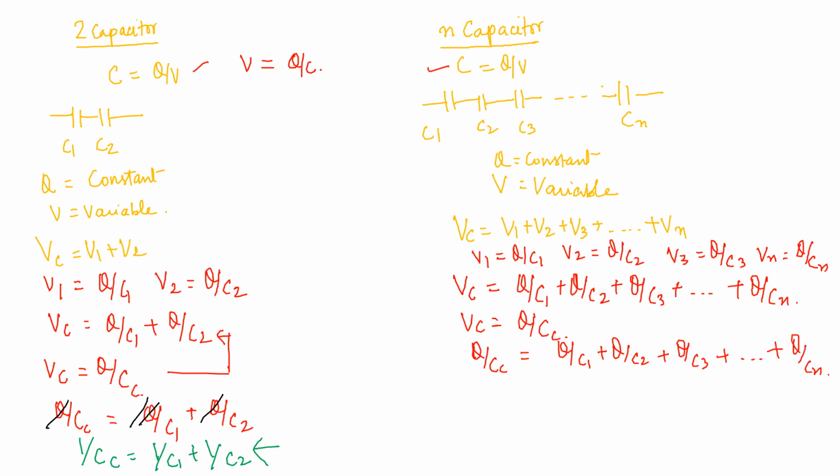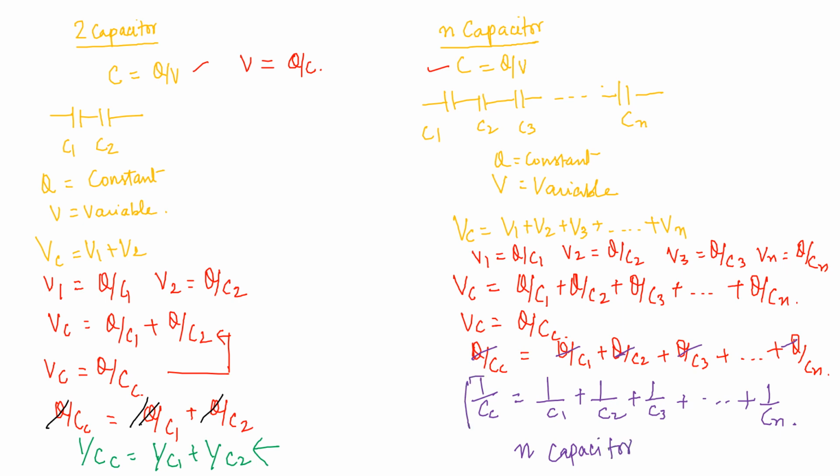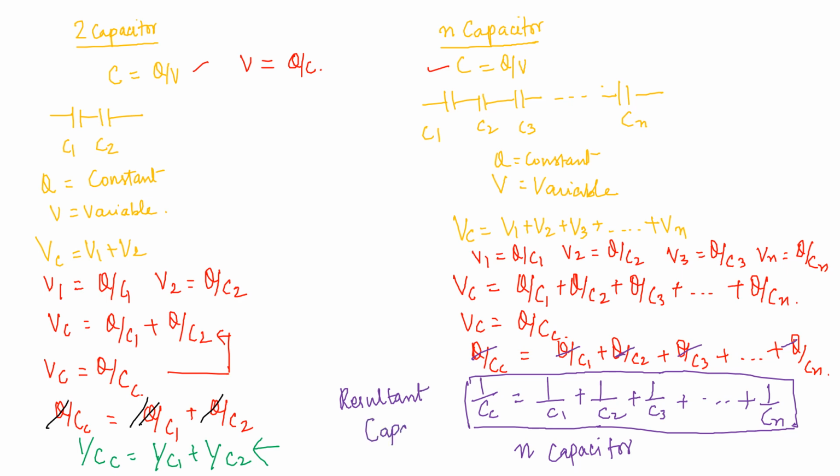Now this Q will get cancelled out. All are in the numerator and are equal. So 1 upon C combination equals 1 upon C1 plus 1 upon C2 plus 1 upon C3 up to 1 upon Cn. So this is the combination. Now we have n number of capacitors connected in series and this is the resultant value. So this one page is quite important for you, make a note of it. Resultant capacitance.